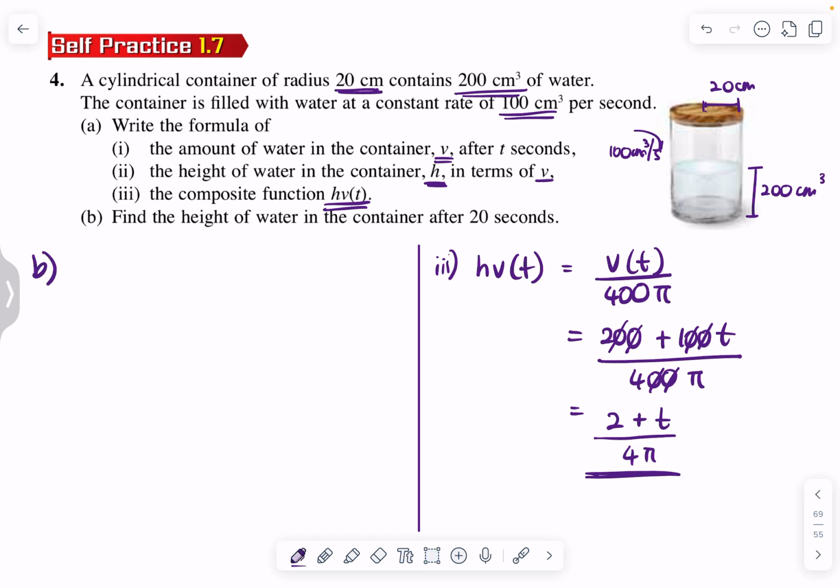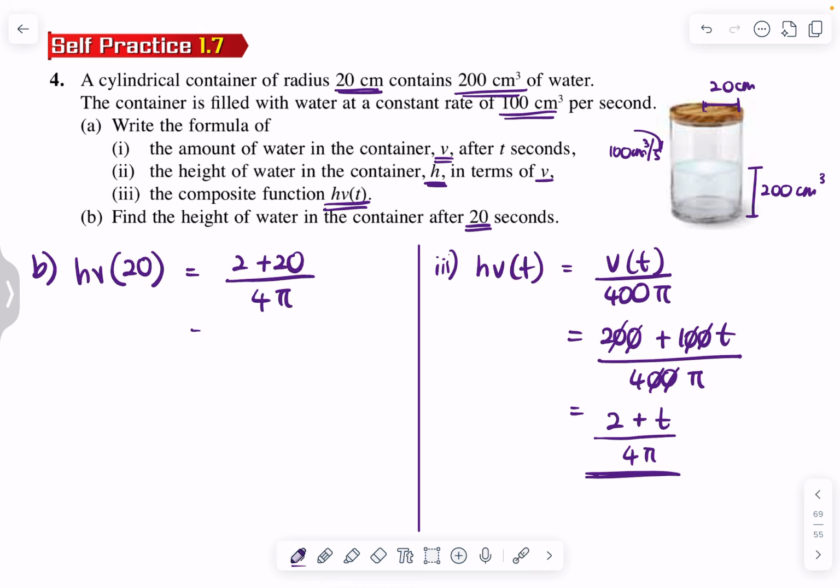Lastly, question B. Find the height of water after 20 seconds. Good thing is we have height in terms of t. So you sub in the t inside, we will get the height. So we are finding height after 20 seconds. If h of V of t is 2 plus t over 4 pi, then h of V of 20 will be 2 plus 20 over 4 pi.